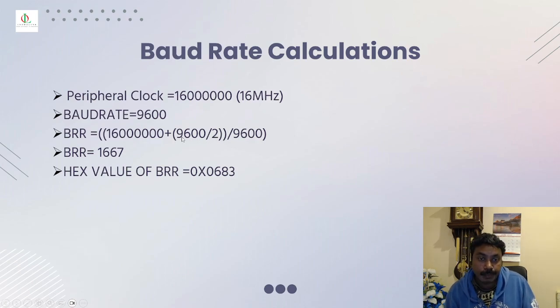If you do the math and calculate everything, you end up getting 1667. And if you convert this decimal value 1667 to hex, this is what you get, 0x0683, and this is what you have to load into the register, which you will learn shortly in the program.